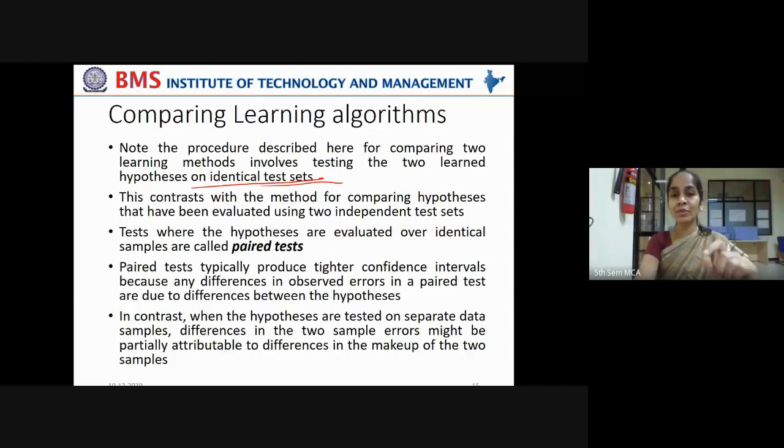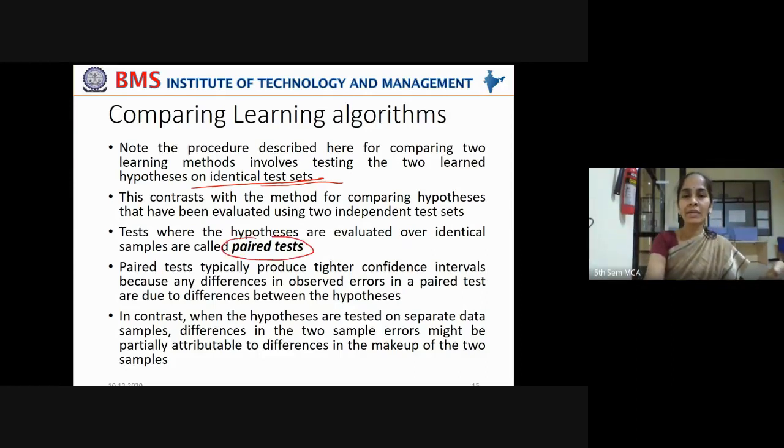This contrasts with the method for comparing hypotheses that have been evaluated using independent test sets. There would be another method where we may have two test sets which are tested on two different hypotheses. But in this approach, the cross-validation approach, we are testing two different hypotheses on a single test set and comparing their performance. Now, these are tests where the hypotheses are evaluated over identical samples. You take the same sample and test with different hypotheses.